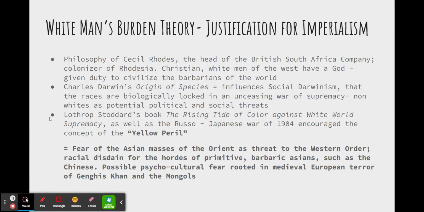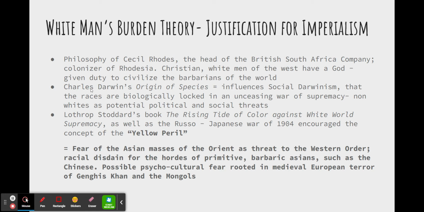A common justification or excuse for imperialism in this period was the white man's burden theory. This idea that Christian white men have this God-given role to both civilize and bring order to those they deemed barbarians of the world. One proponent was Cecil Rhodes, a famous British imperialist at the helm of the South Africa Company, the colonizer of Rhodesia.